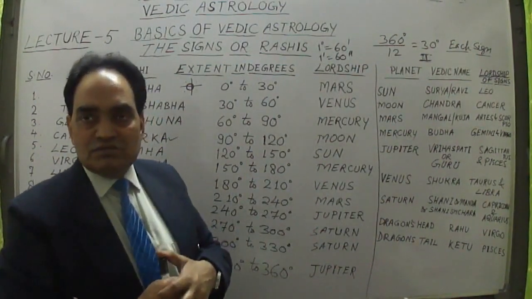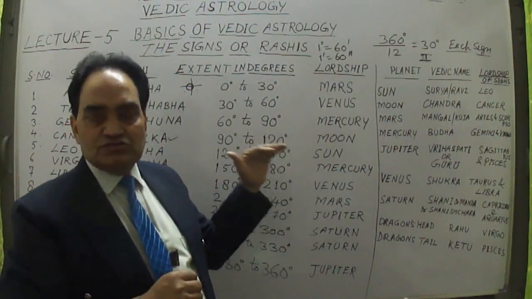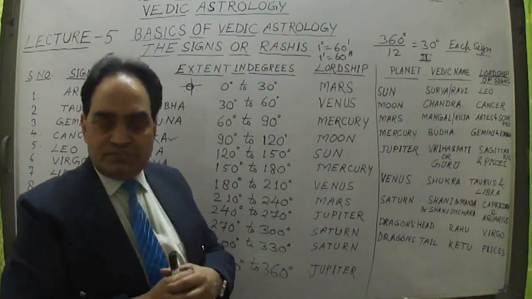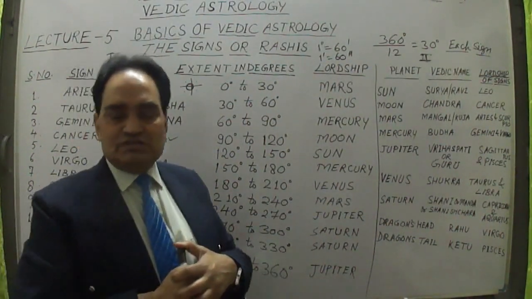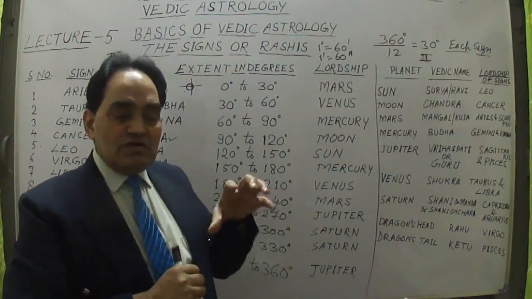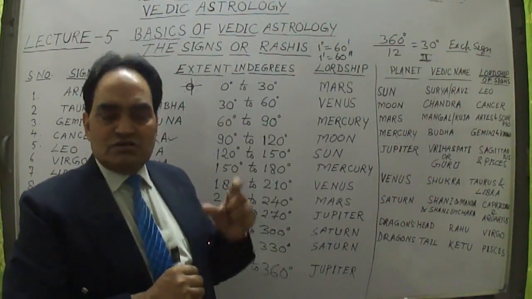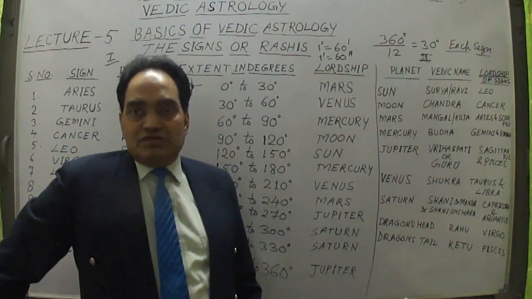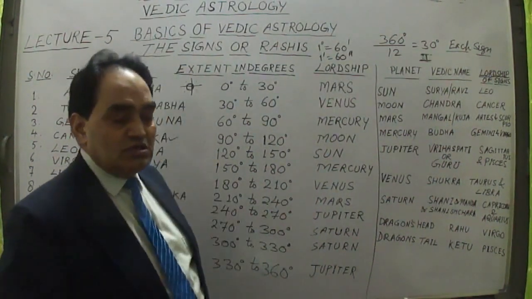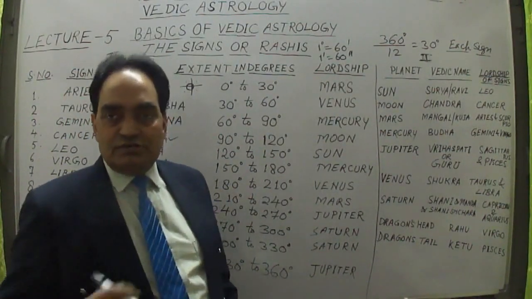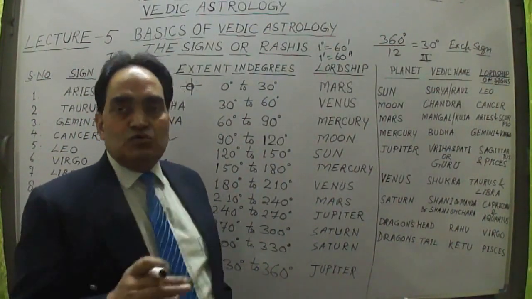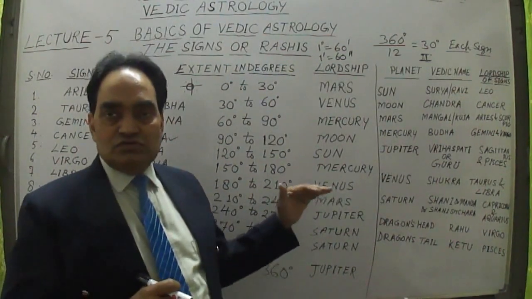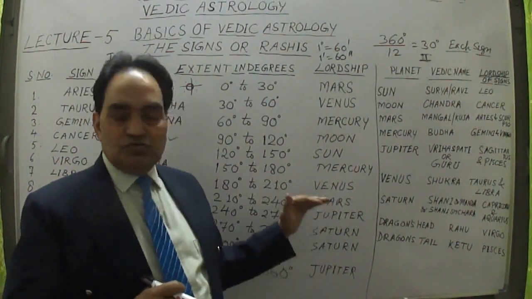Then Mars. So Sun, Moon, Mars, Mercury, Jupiter, Venus, Saturn, Rahu and Ketu. In this way, we have taken all these 9 planets here. Now, as I have told you a number of times, in Vedic astrology Rahu and Ketu are not physical planets. They are sensitive points. They are known in Sanskrit as Chaya Graha, or shadowy planets. In English they are known as dragon's head and dragon's tail: Rahu is the dragon's head and Ketu is the dragon's tail.